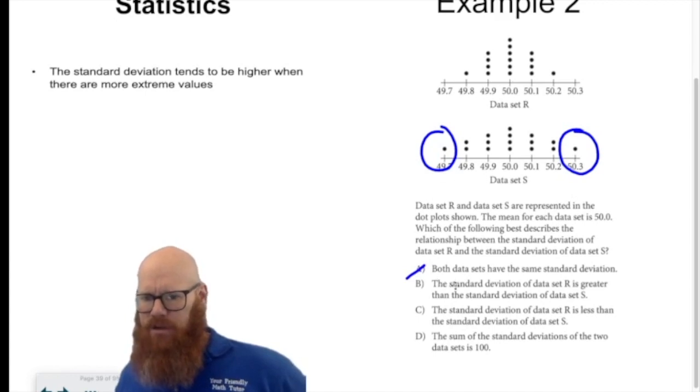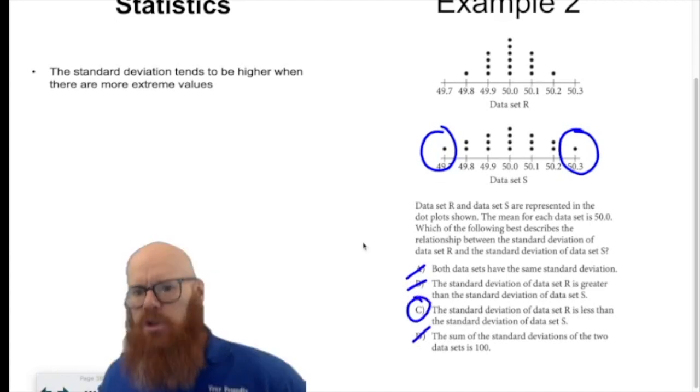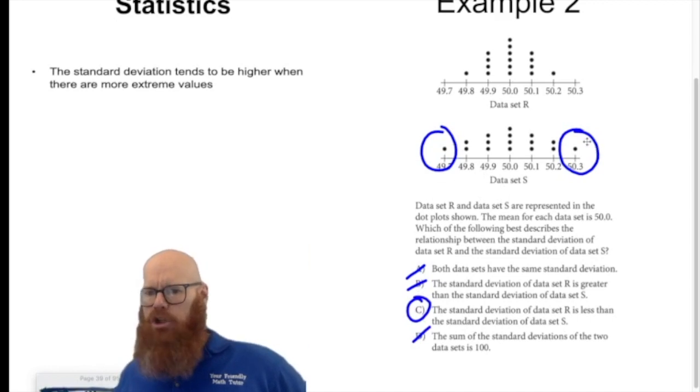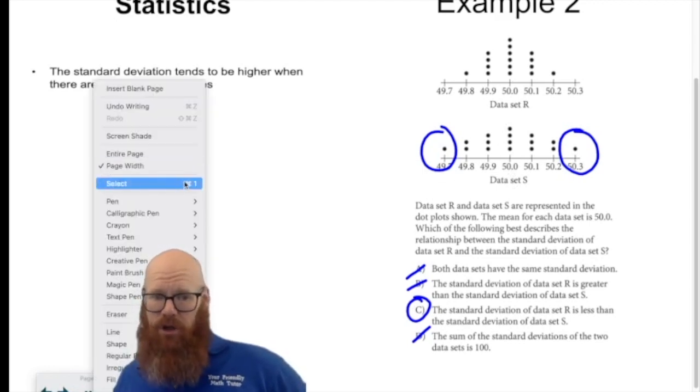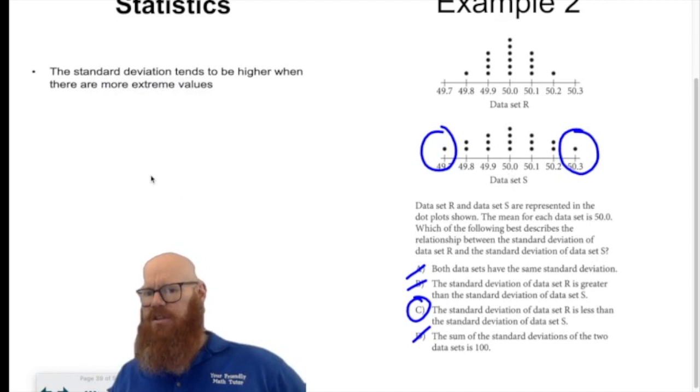So they don't have the same. The standard deviation of R is greater. That's not true. R is less than that one. And this one just doesn't even make any sense. So since dataset S has more extreme values, dataset R has a lower standard deviation. All right, so that's really what you have to understand about standard deviation. Standard deviation is a measure of spread, so the data is less spread out in dataset R because there are fewer values that are far away from the middle.